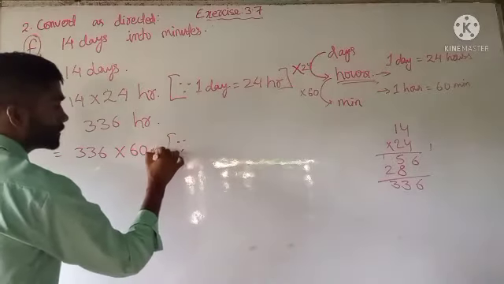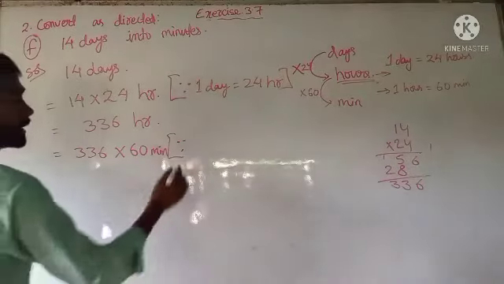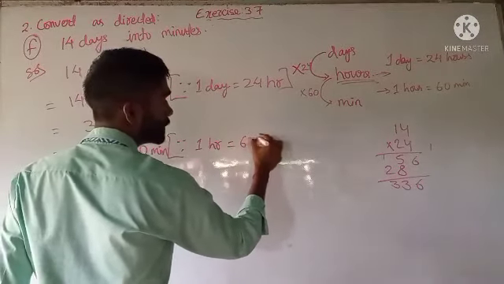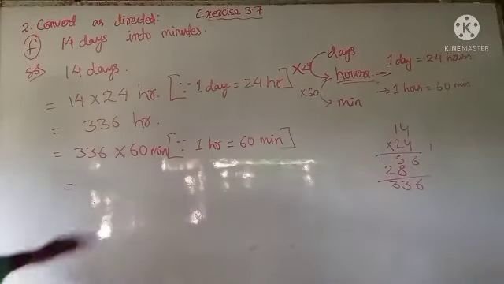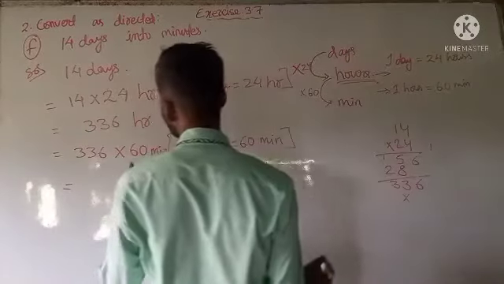So now 60 will multiply, and we'll write the reason here. Let us write here minute. The unit here, hour, will change into minute, since 1 hour is equal to 60 minutes. Now let us multiply them and write the answer. So again we'll multiply this 336 with this 60.